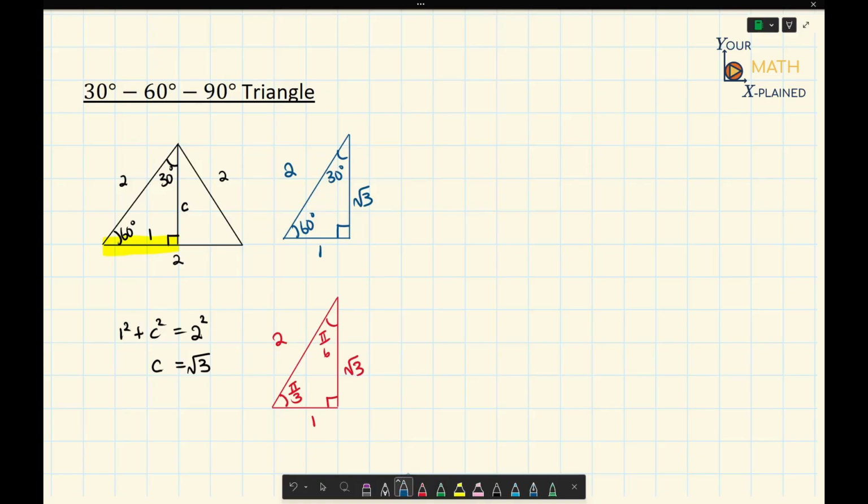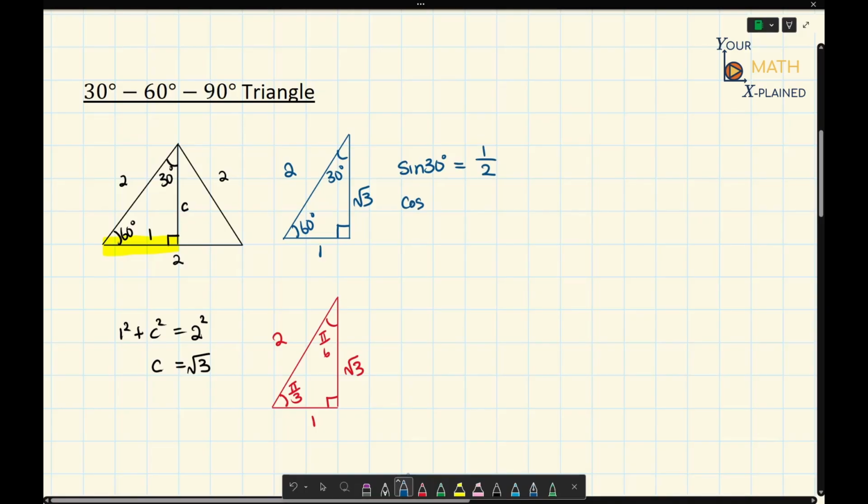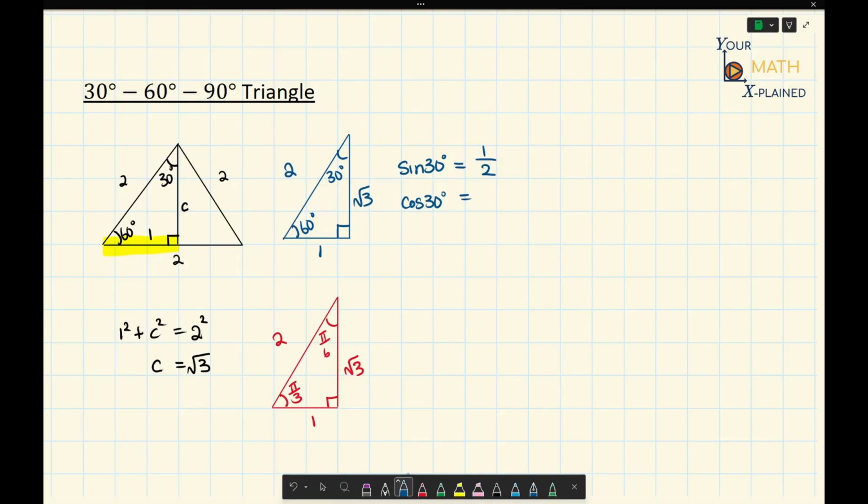So now each triangle is going to have 6 trig ratios because we have 2 different angles to deal with, a 30 degrees and a 60 degrees. So let's start with the 30 degrees first. So that one's going to be sine of 30 degrees is opposite over hypotenuse, which is 1 over 2. And then cosine of 30 degrees is going to be adjacent over hypotenuse. So that'll be root 3 over 2. And then tangent of 30 degrees is going to be equal to opposite over adjacent, which is 1 over root 3.